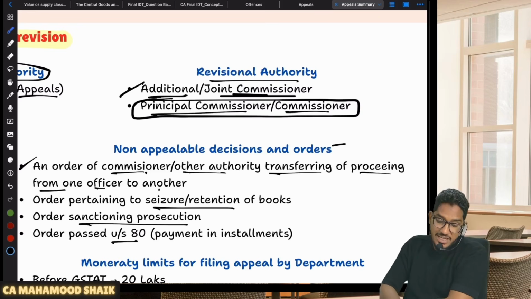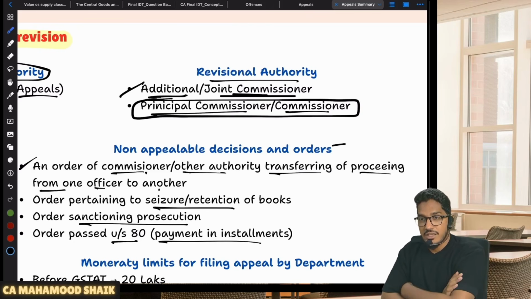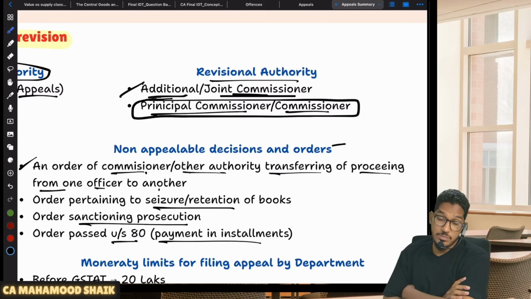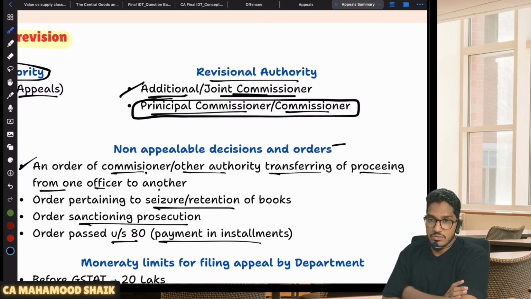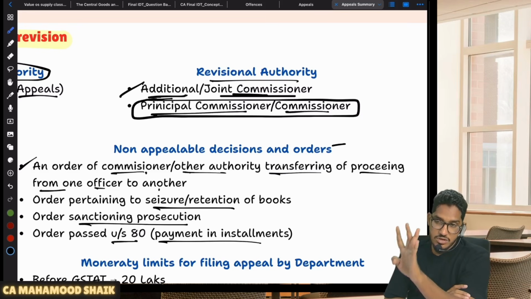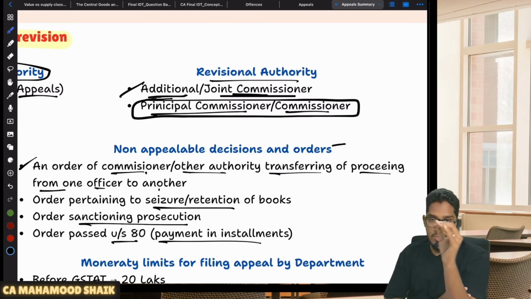And order passed under section 80, what is it? Payment in installments. Like if you remember demand and recovery, if you are not able to pay the dues in one go, you can approach the department for installments. Maximum 24 EMIs they can offer. Against that also you can't go for appeal. Let us say the department is giving only 15 months, maximum is 24, you can't say I will go for appeal, I want 24 months only. Like that you can't go. So these are 4 such orders or decisions against which you can't go for appeal.